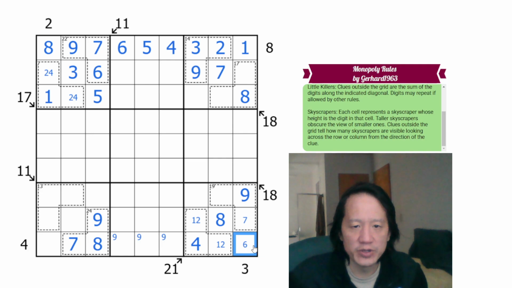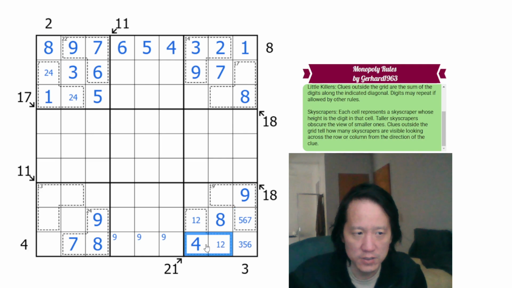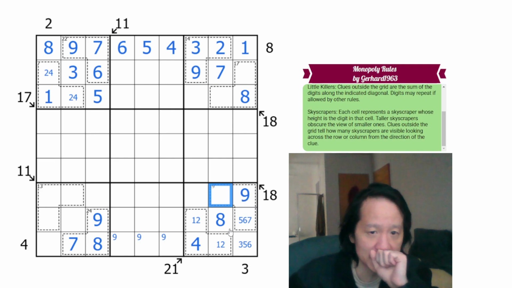Well, what else could it be? It can be 3 and 5 because 1, 2, and 4 form a triplet in box 9. And therefore, the rest of the cells cannot be 1, 2, or 4. So this is 3 or 5. And therefore, this must be 5, 6, or 7 because it cannot have 1, 2, and 4. And it must be greater than 3.